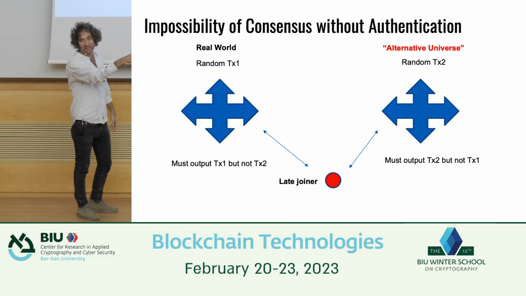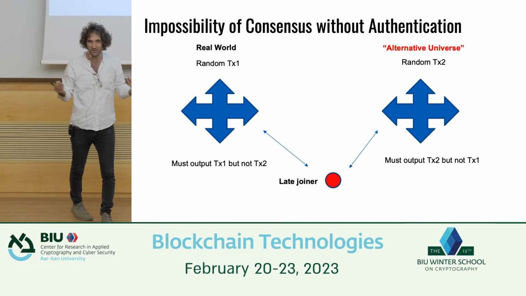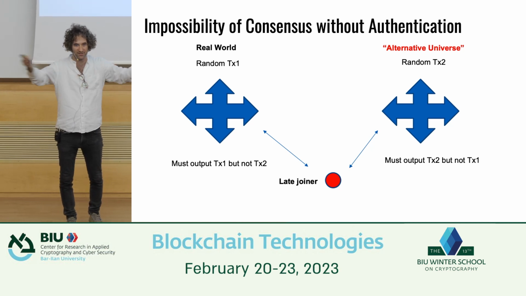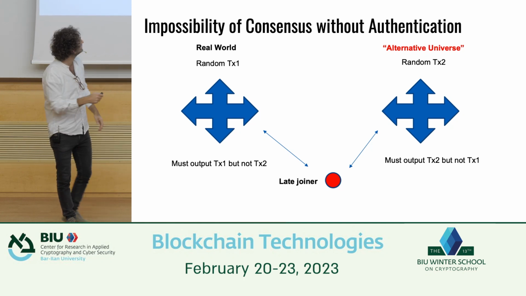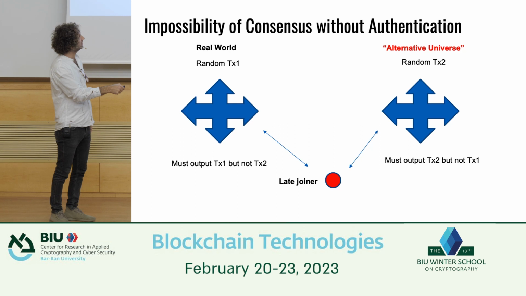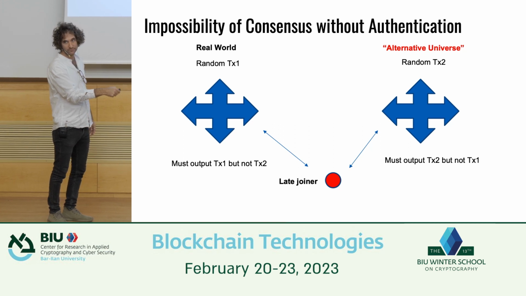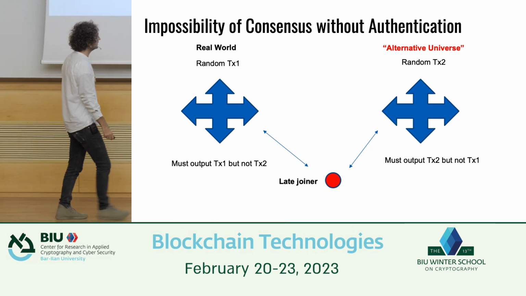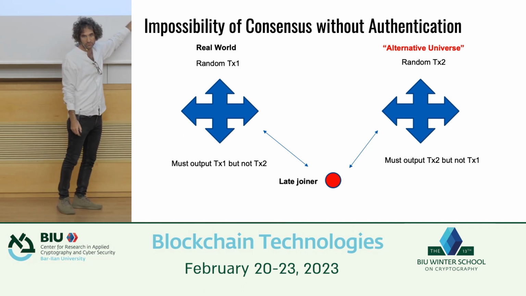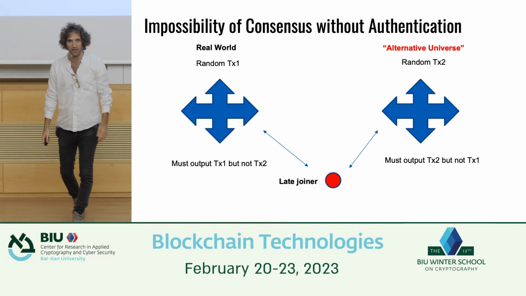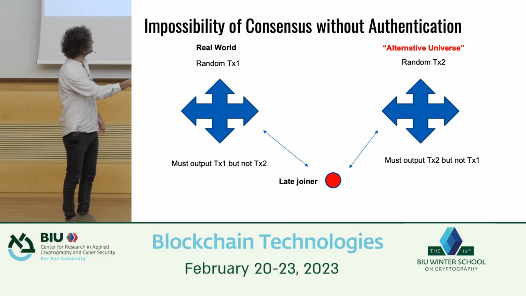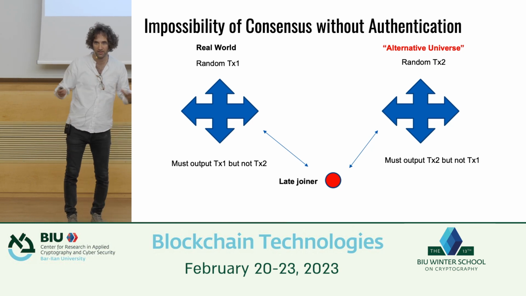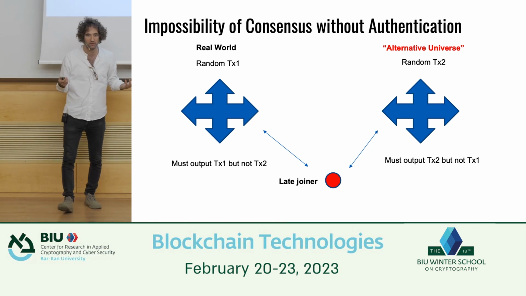Now, here we have the attacker. There's no authentication mechanism, so he can just pretend he's all the good guys and just run the protocol there. This thing must include tx2, but not tx1. Now, a new guy joins the network of players. The bad guys are going to send him everything here. The good guys are going to send him that. And he participates in the protocol now.